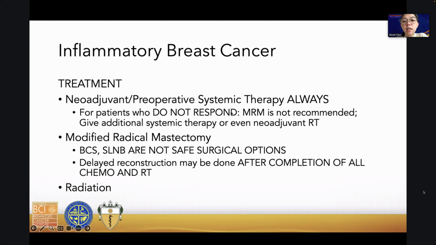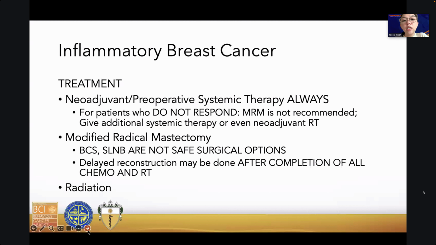If the patient still does not respond, we may even consider neoadjuvant radiation therapy prior to our surgery. Now, after neoadjuvant systemic therapy, the only surgical option would be a modified radical mastectomy, as conserving surgery and SLNB are not safe. Reconstruction may probably be done further down the line once the patient has completed all of her treatment, but immediate reconstruction again is not recommended.